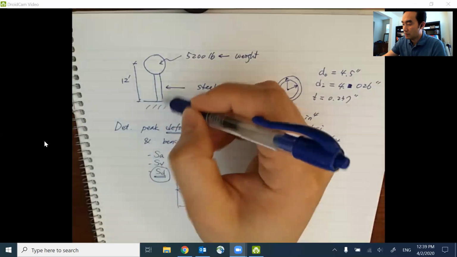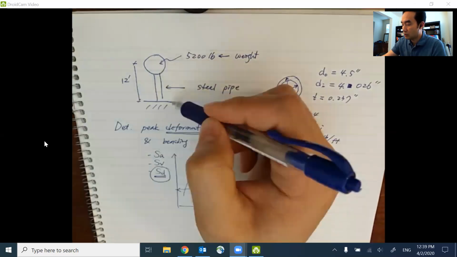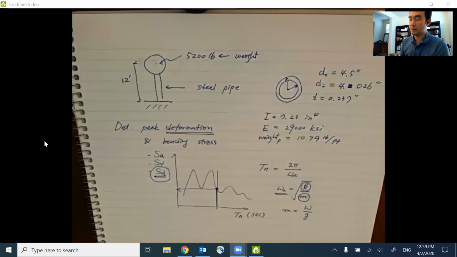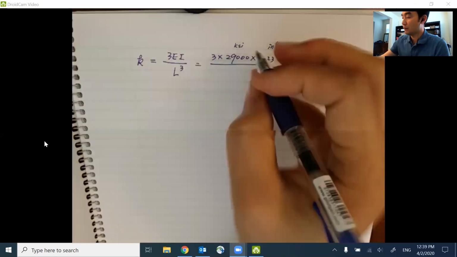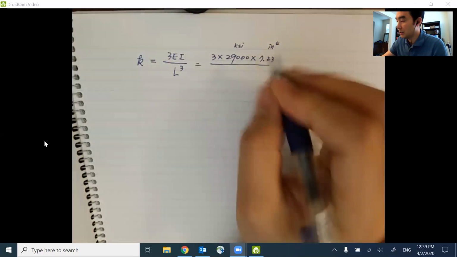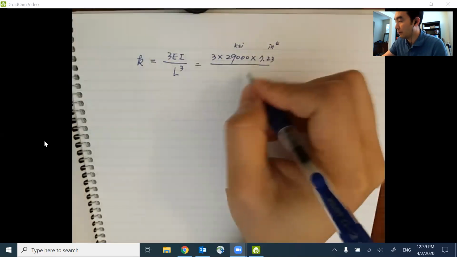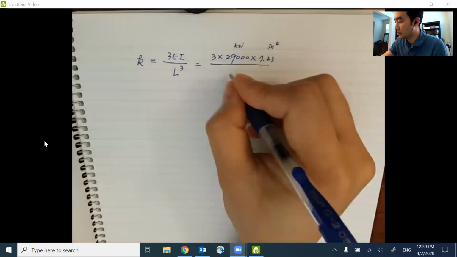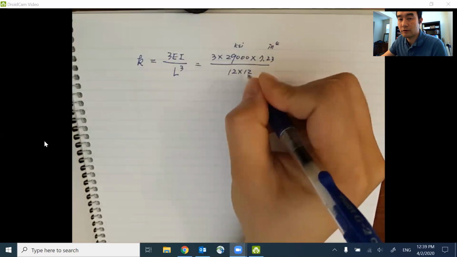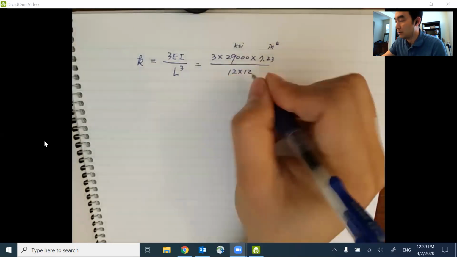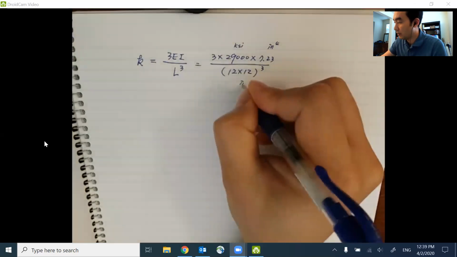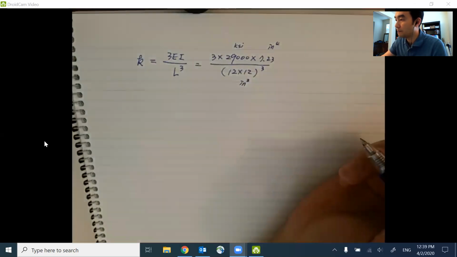The entire length of this steel pipe is given as 12 feet, from this support to the center of this mass. So we're going to use 12, but be careful because that 12 is in feet, and we're converting everything into kips and inches. So 12 times 12, that is the conversion factor from feet to inches, and cubed. So that we will have inch cubed here.